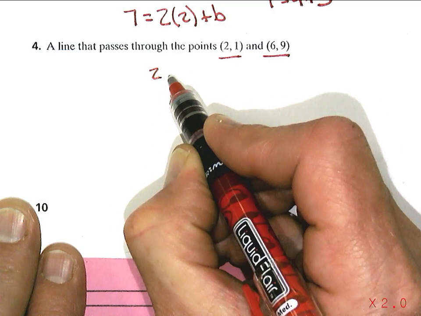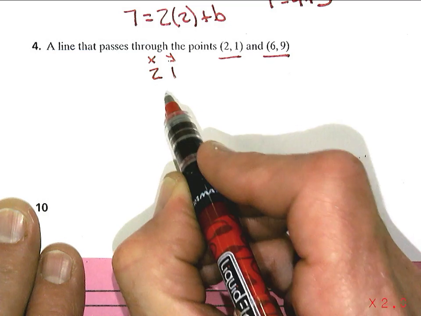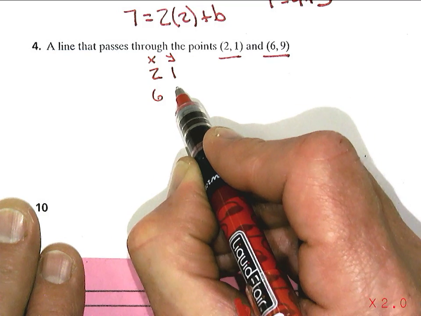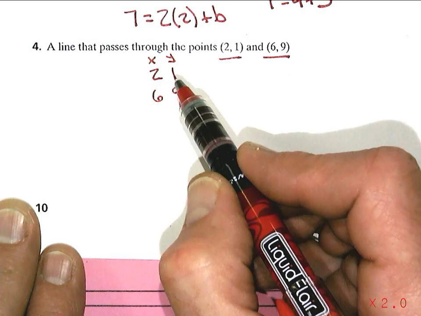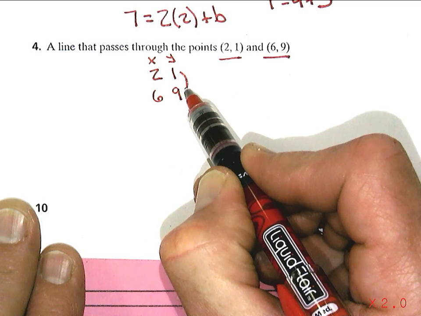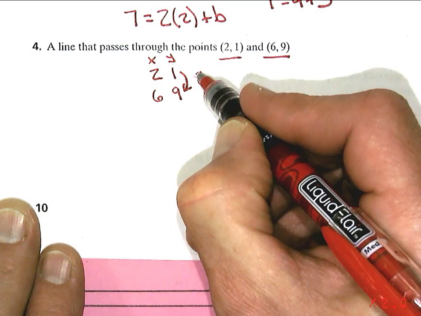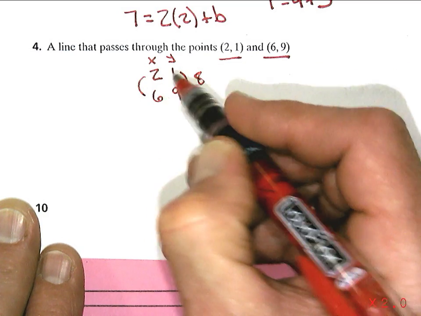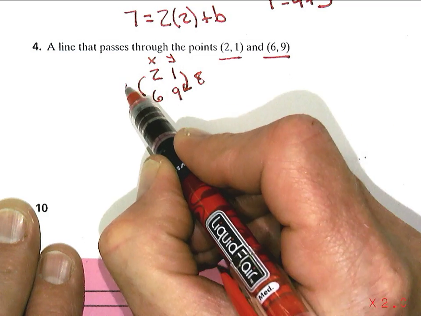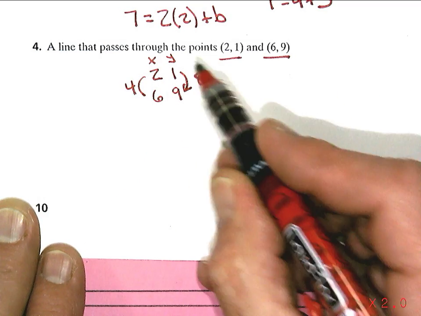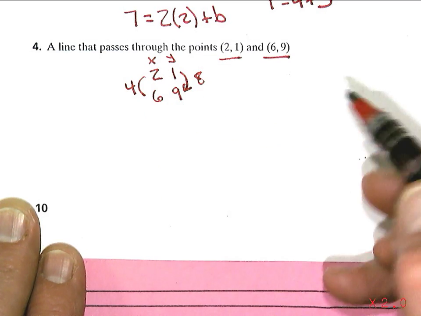So I'm going to, in this case, write these two in a different way. I'm going to put 2, that's an x, and 1 is a y, and below it I'm going to write the 6 and the 9, which are the other 2 points. Because I want to highlight the idea that I'm looking for the change in y, which goes up by 8, and the change in x, which goes up by, in this case, 4.